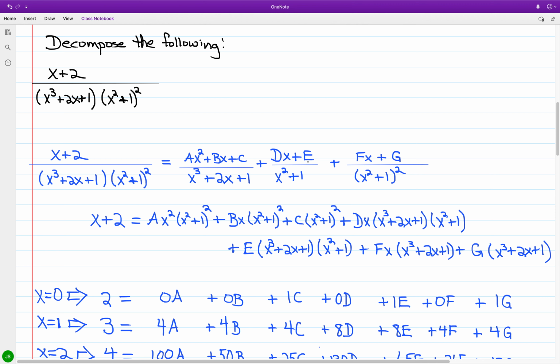And for dx plus e, you have it multiplied by x cubed plus 2x plus 1, and also 1 remaining degree with x squared plus 1. And that's for fx plus g. It is over the entire square of x squared plus 1, but we still have to distribute both fx and g over the trinomial x cubed plus 2x plus 1. So this is going to be your setup.